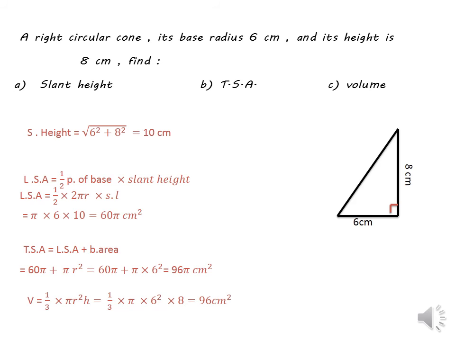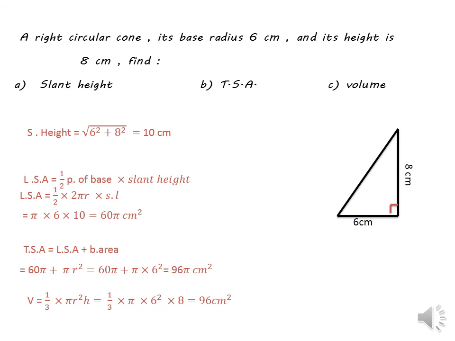Alright, a circular cone with base radius equal to 6 and its height equal to 8. Try to find the slant height. Here we have a right angle triangle. The first side equals the height, 8. The second side equals the radius, which is 6. The slant height equals the square root of 6 squared plus 8 squared, which equals 10 centimeters.